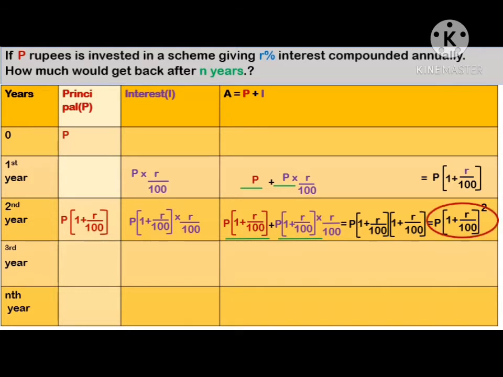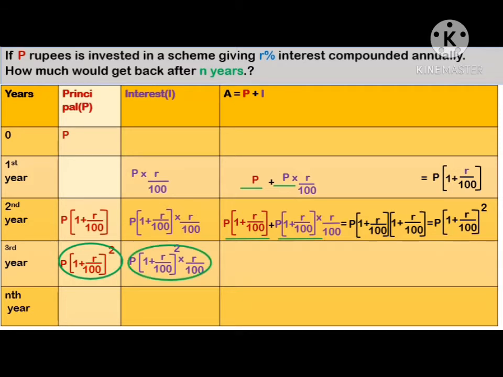Third year's principal is this P into (1 plus R by 100) squared. And third year's interest is R percentage of this principal amount, that is P into (1 plus R by 100) squared. So we can write it as P into (1 plus R by 100) squared into R by 100. And the amount at the end of the third year is third year's principal plus third year's interest. That is P into (1 plus R by 100) squared plus P into (1 plus R by 100) squared into R by 100.